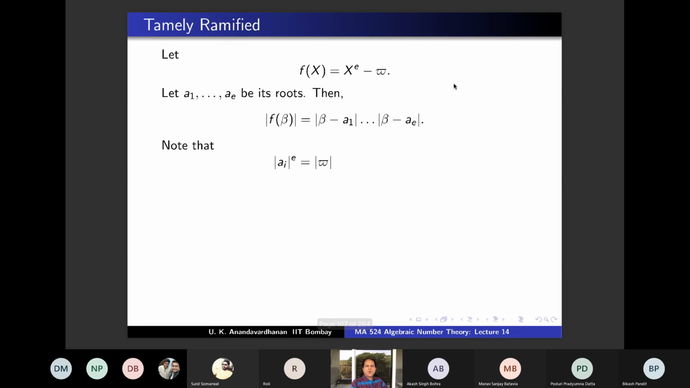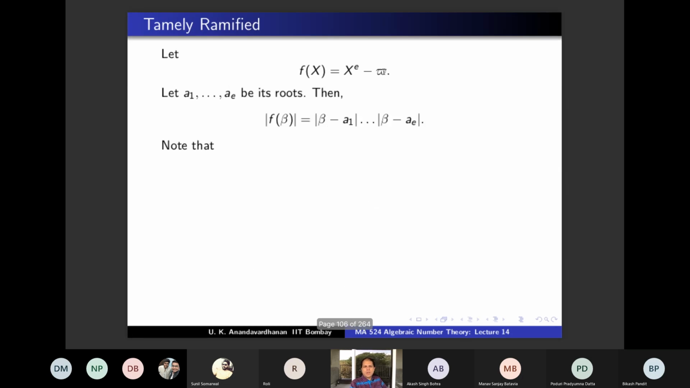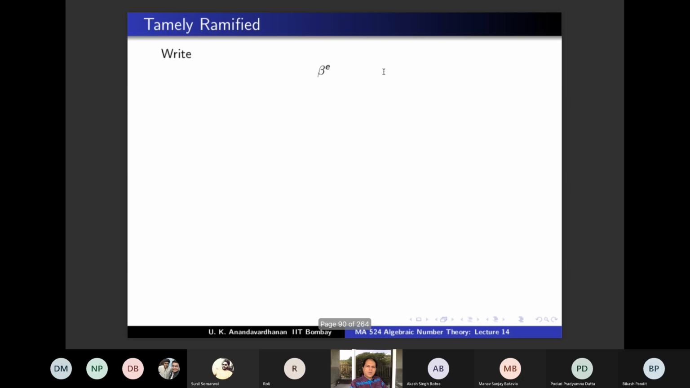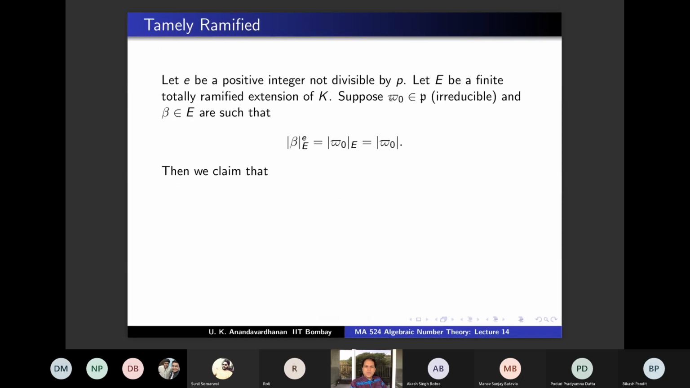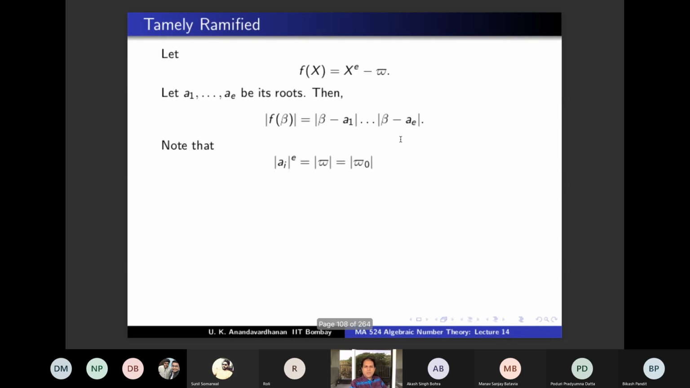So this is the definition of roots. And let us note that mod ai power e, take any i, i is anything from 1 to e. And what is mod ai power e? Ai is a root, right? So ai power e is pi. So mod ai power e is mod pi, which is mod pi naught. Why? Because what is pi? Pi is pi naught times u naught. U naught is a unit. So mod pi is same as mod pi naught. And mod pi naught, what do you know? What is the starting hypothesis? Starting hypothesis is there is a pi naught and there is a beta such that mod beta power e is mod pi naught. So mod pi naught is mod beta power e. So you have this equal to mod beta power e.